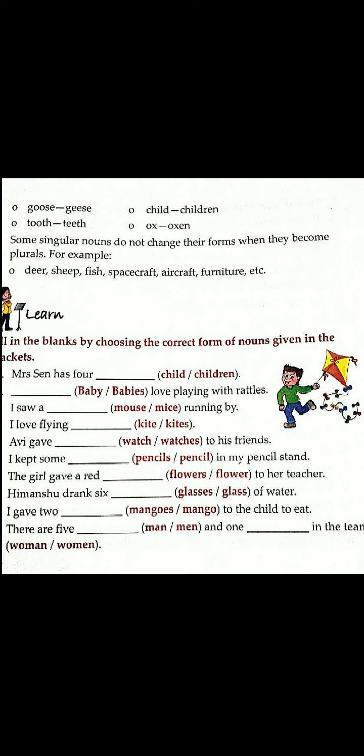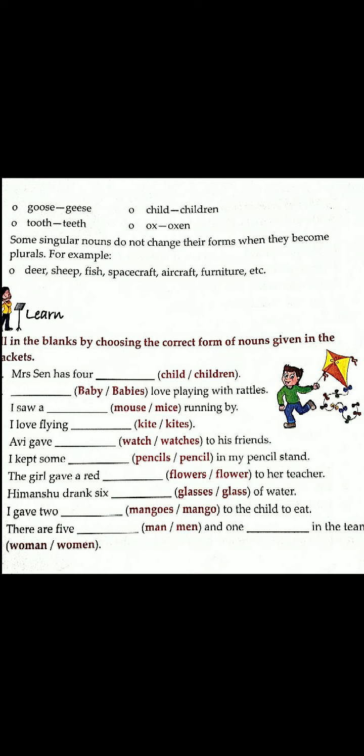Spacecraft, spacecraft. Aircraft, aircraft. Furniture, furniture. Okay? Now learn exercise number 1. Fill in the blanks by choosing the correct form of the noun given in the bracket.